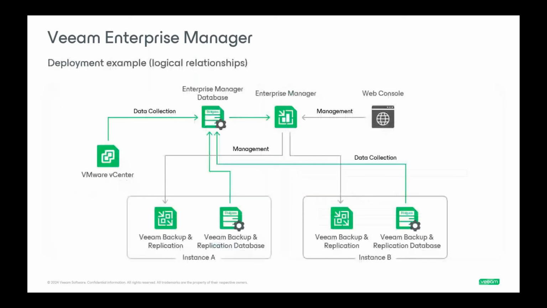So this is the architecture standpoint. In the middle, we have the Enterprise Manager server. And below that, we have the Veeam Backup and Replication servers. So we can start adding those to communicate to the Enterprise Manager database. Basically, the database for the VBR servers is going to be talking to the Enterprise Manager database and doing that data collection. So when you open up the web console for Enterprise Manager, you will see all of your jobs listed there. Same thing for VMware vCenter. You can do some data collection through there. And I will get into that in a moment.